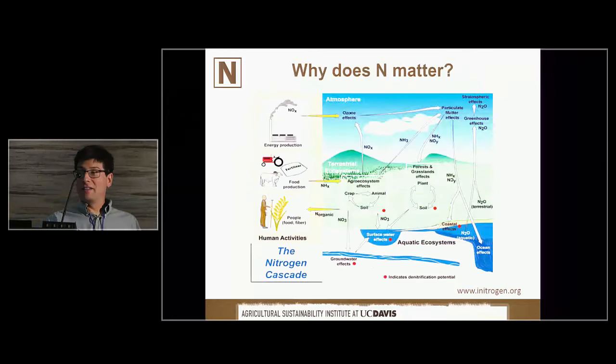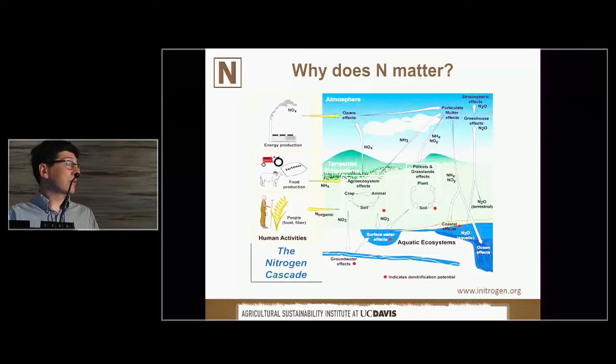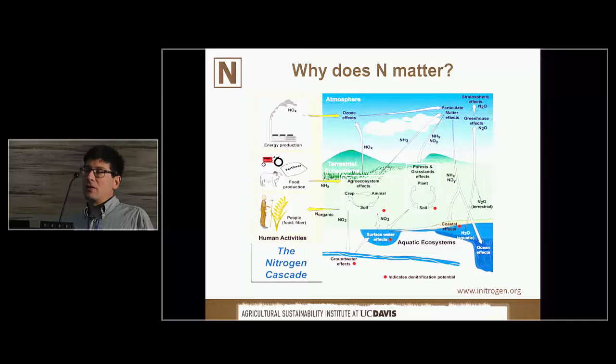Secondly, why does nitrogen matter? And the easy answer for that is it's essential for life. So every living thing needs nitrogen. It's the cornerstone of agricultural productivity. But nitrogen is a slippery element in that once it's been fixed in reactive forms from N2 in the atmosphere, it can be readily transformed and transported in ways that are difficult to control.